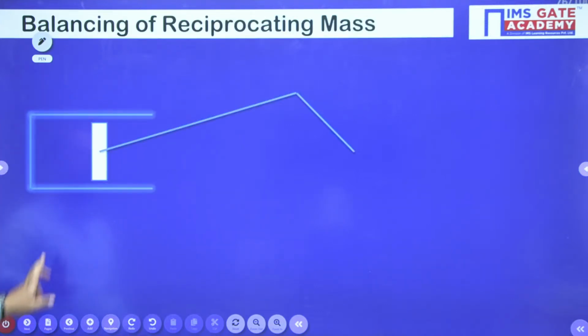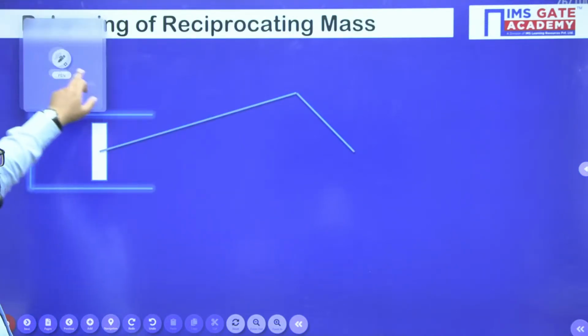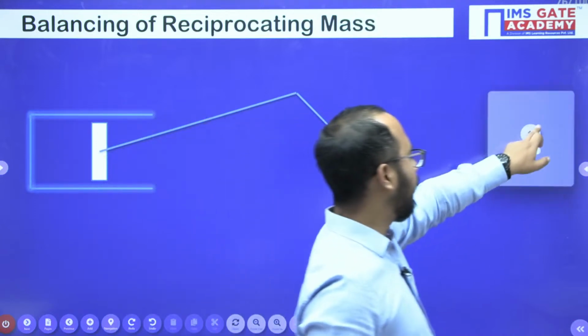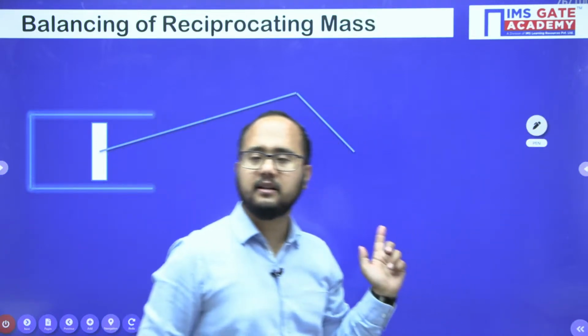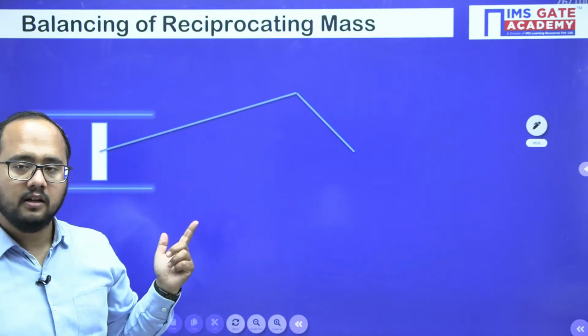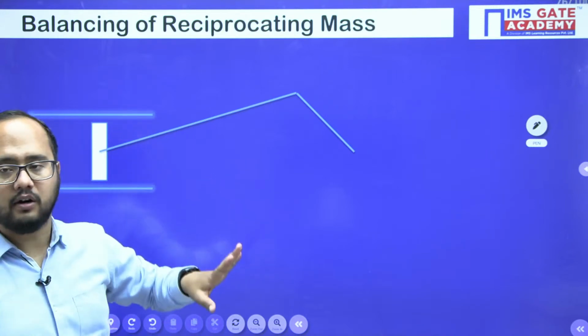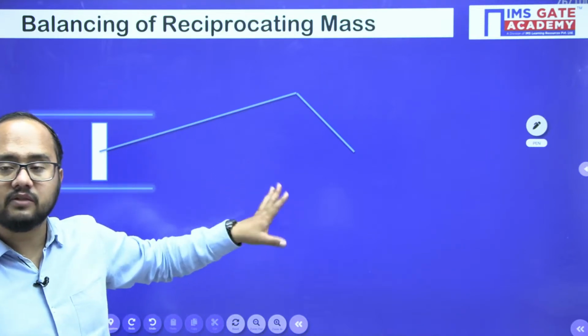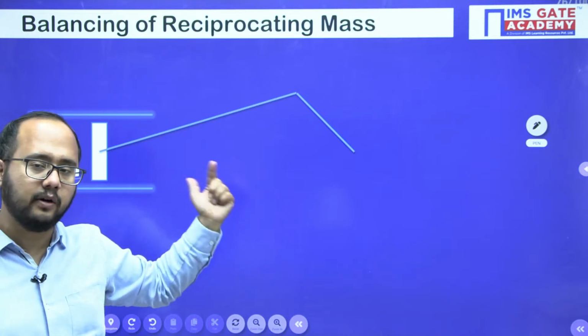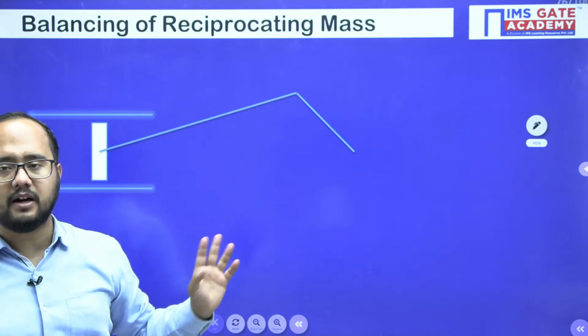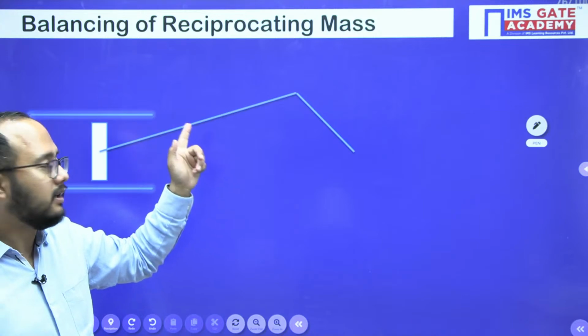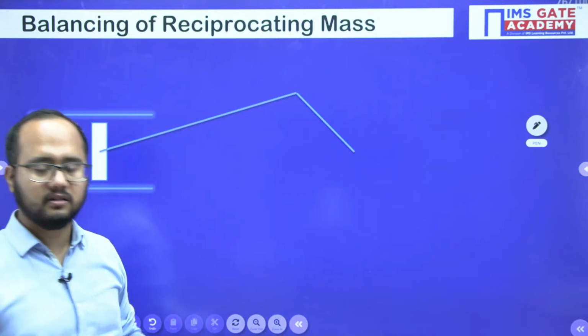Now, balancing of the reciprocating masses. Only a few questions have been asked from the balancing of reciprocating mass, so you should consider this as the important one as compared to rotating masses, because a lot of times they have asked questions from rotating mass, but from reciprocating masses only a few questions.